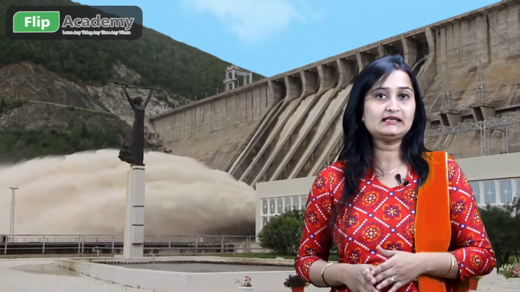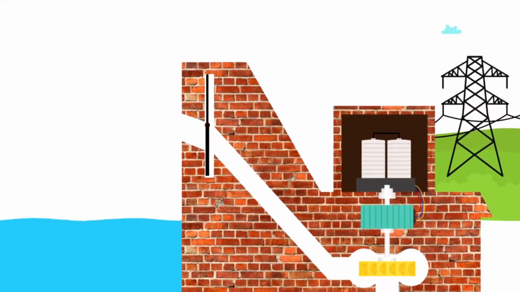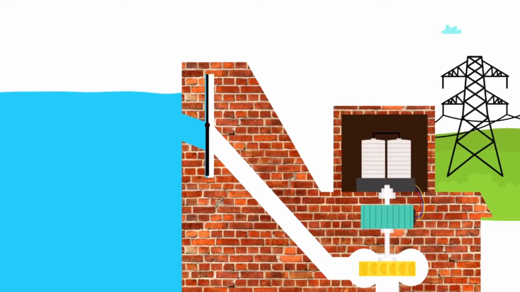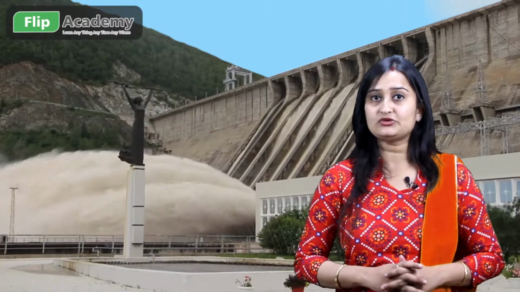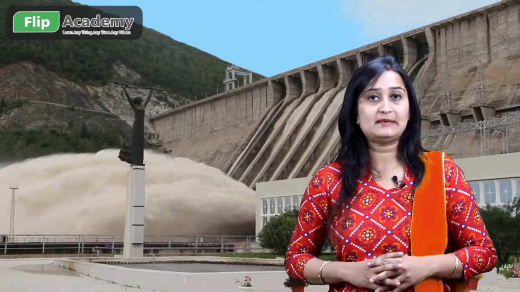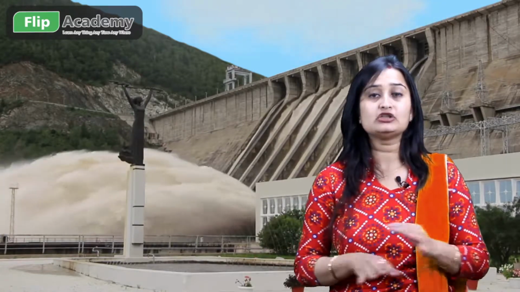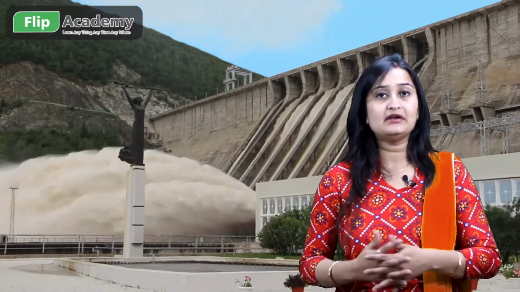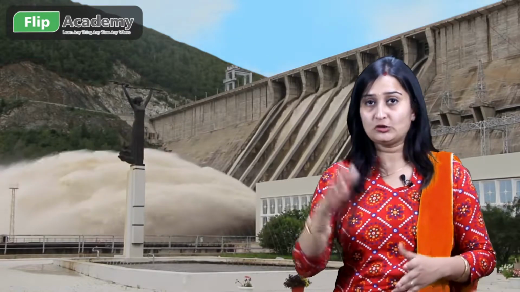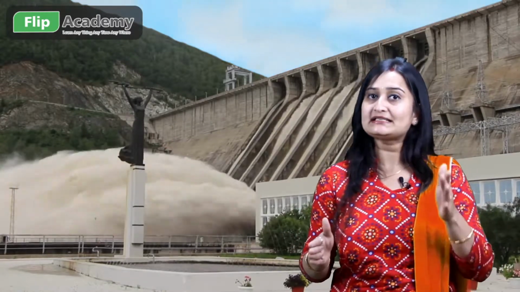Now, behind the dam, when the water gets stopped, it starts accumulating, and the place where the water accumulates is called the reservoir. So what is this reservoir? A reservoir is basically a natural or artificial lake which holds water and is used to supply water. So behind the dam, the reservoir is created.